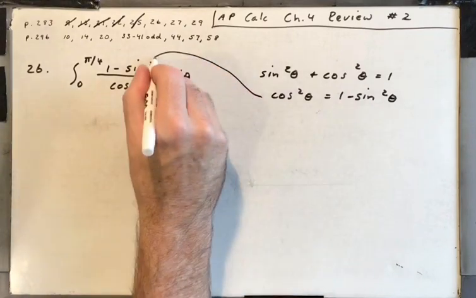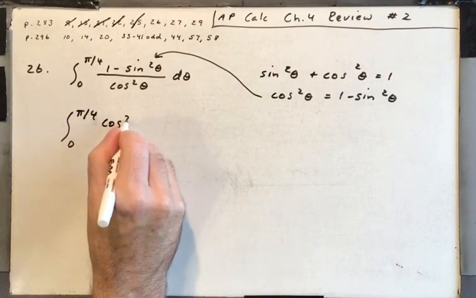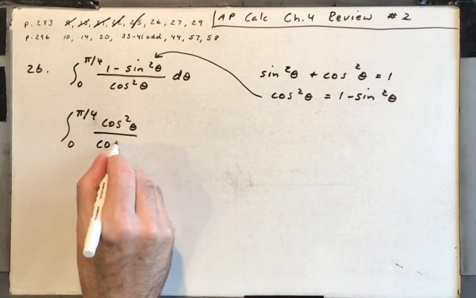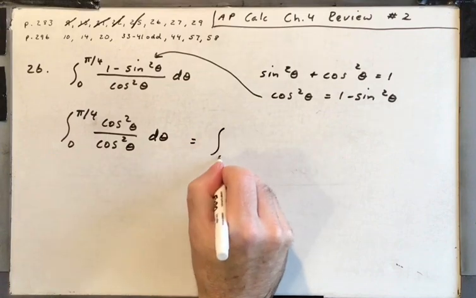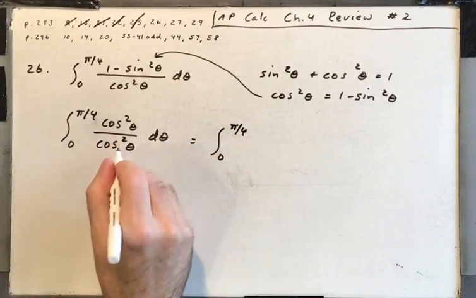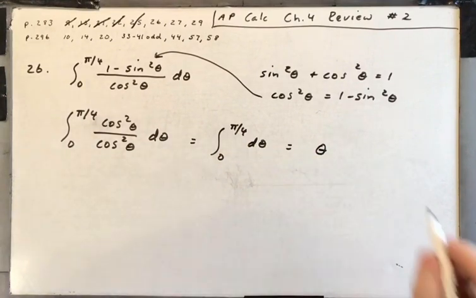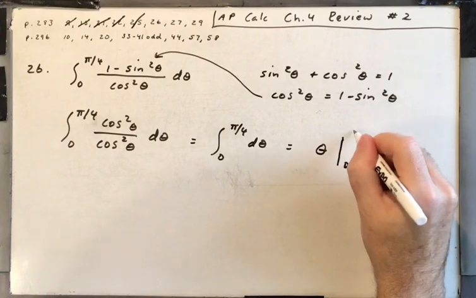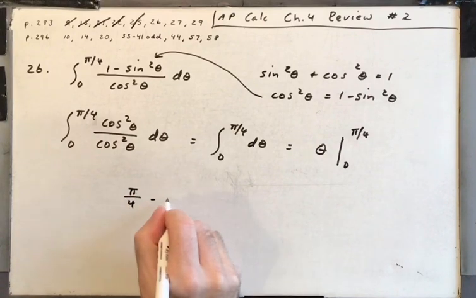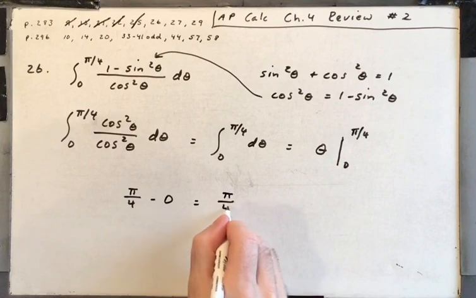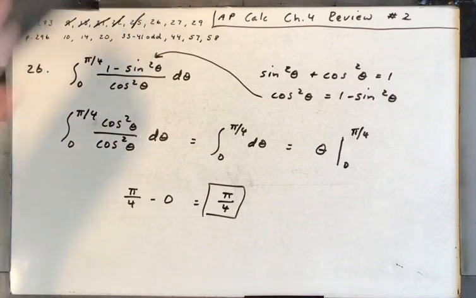So boom, 0 to pi over 4 of cosine squared theta over cosine squared theta. That is just 0 to pi over 4 of what? The same thing over the same thing. That's going to be 1, which is going to be theta. So once we plug in pi over 4 minus 0, that's pi over 4. Can't check the back of the book on that, but I'm feeling pretty good about it. If you disagree, let me know.